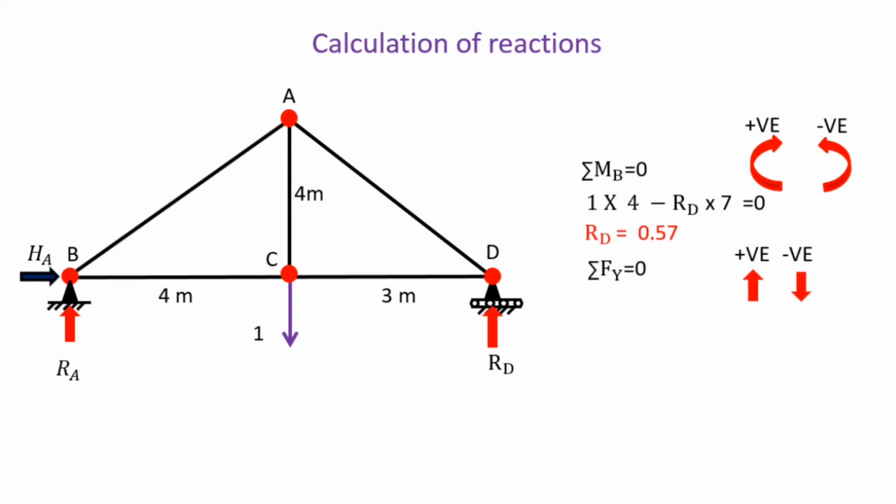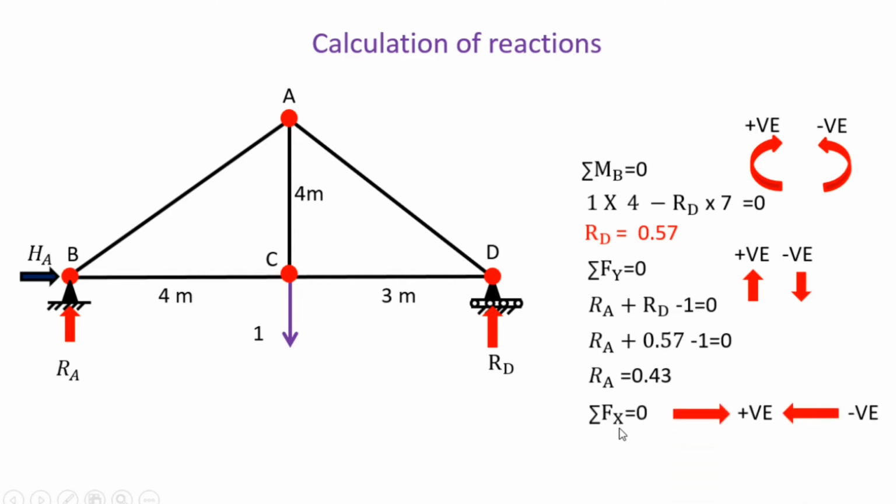Then we are applying the sigma Fy condition. So assume the direction of RA is upward. RD also positive means it is correct. Then RA plus RD both are upward. Then 1 is downward, that is why the minus, is equal to 0. So put the value of RD 0.57. So RA plus 0.57 minus 1, so RA is equal to 0.43. Then we go for the sigma Fx condition. Towards right plus and towards left is minus. In this frame there is no horizontal force, so we can say directly that HA is equal to 0.